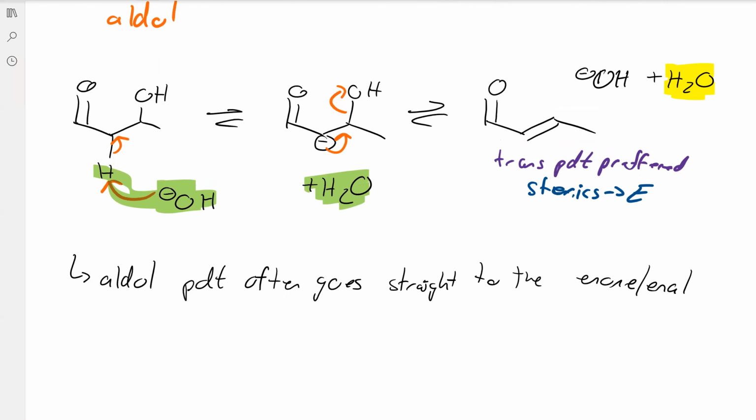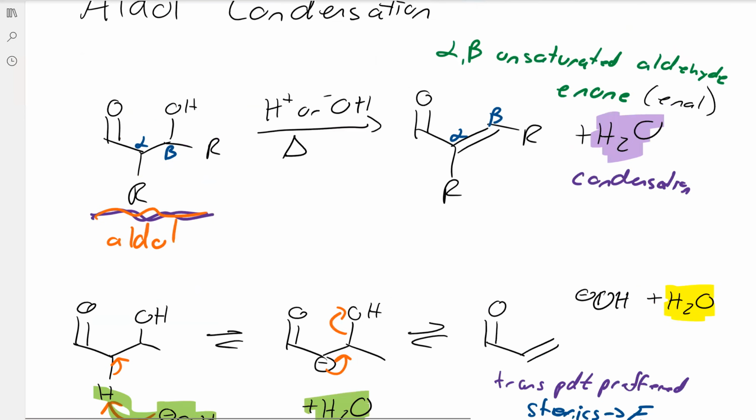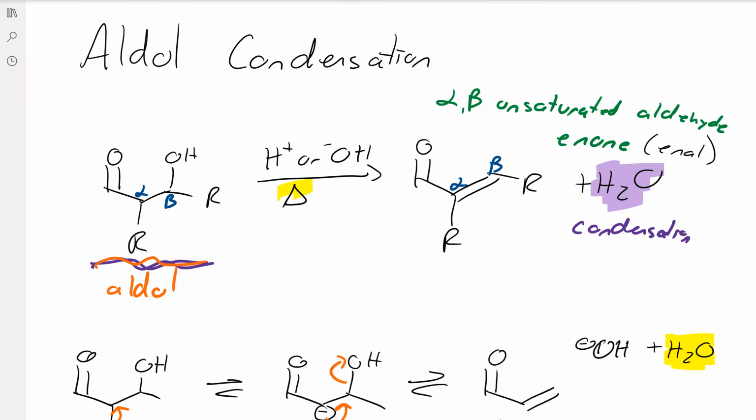Oftentimes the reason that you can't is if this is conjugated with something else. So if there was like a benzene ring attached right here, you would not be able to isolate this because then this reaction would be so much more favored because of the resonance. If it doesn't go to the enone right away, as long as you apply heat, you can get it to the enone.